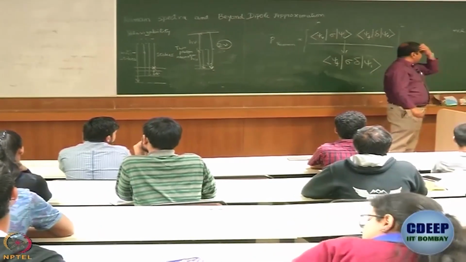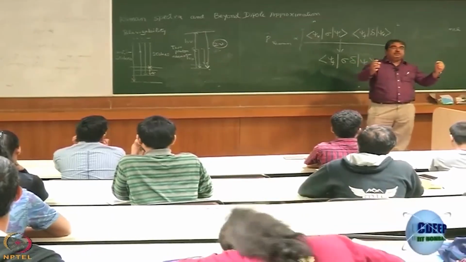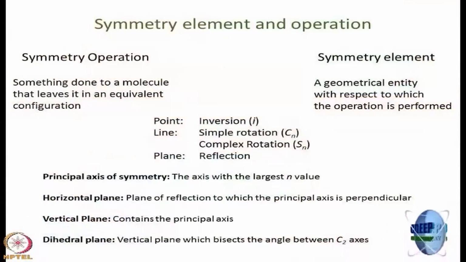Now, with the point, what do you do? You do an inversion. What is the meaning of inversion? You start from some point of the molecule, go to the point of symmetry, extend the line to an equal distance on the opposite side. If you reach the same entity from where you started, then that is a symmetry operation, otherwise not. Line, what do you do? You turn.